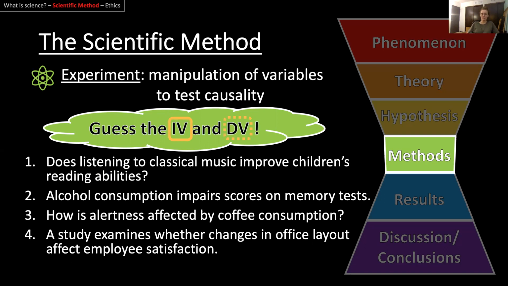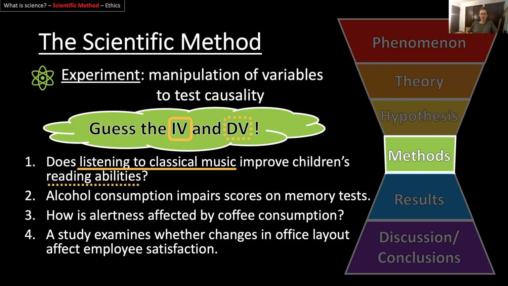So number one, does listening to classical music improve children's reading abilities? The thing that you're manipulating is whether you're listening to classical music. So maybe you're choosing to listen to different types of music or music and no music, that kind of thing. That's the thing you manipulate. And the outcome is how a child was able to read.